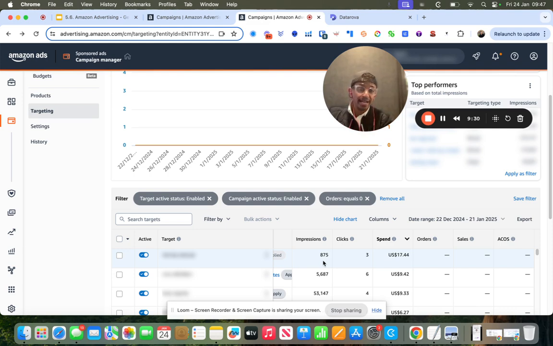When we're auditing accounts, we always find a bunch of targeting tabs where there's loads of clicks and no sales, but because it's lost within campaigns, there might be other keywords or forms of targeting that are performing well.